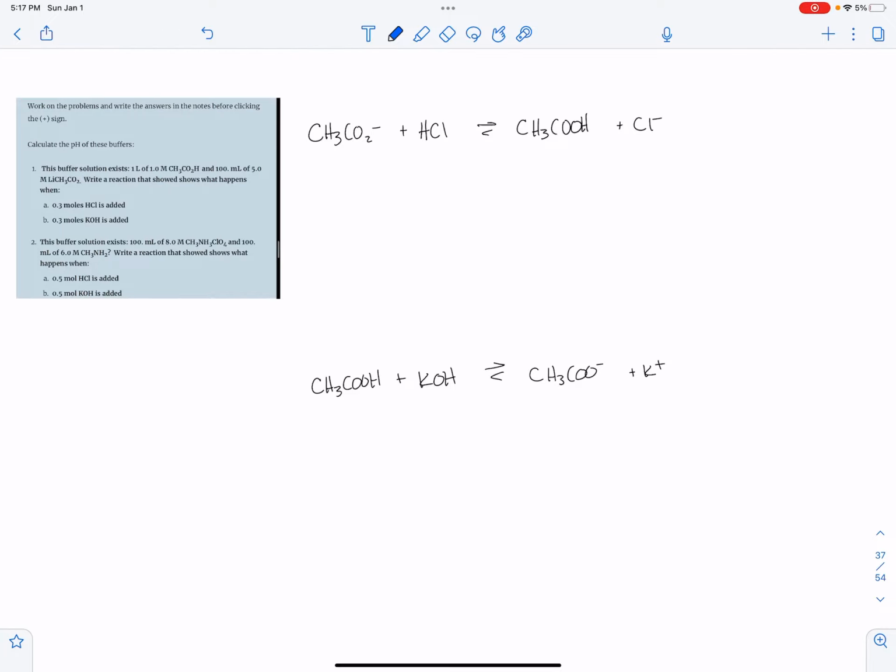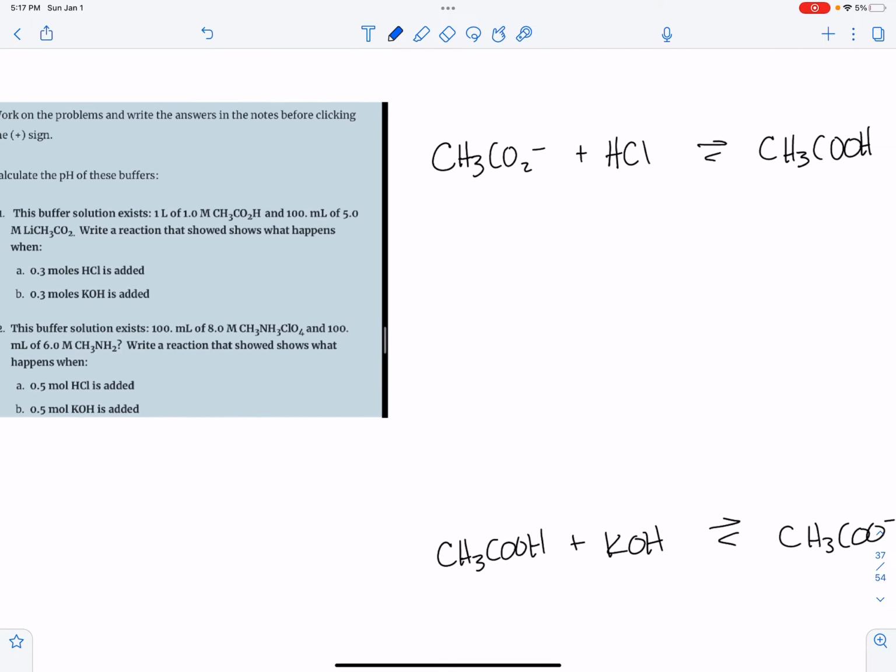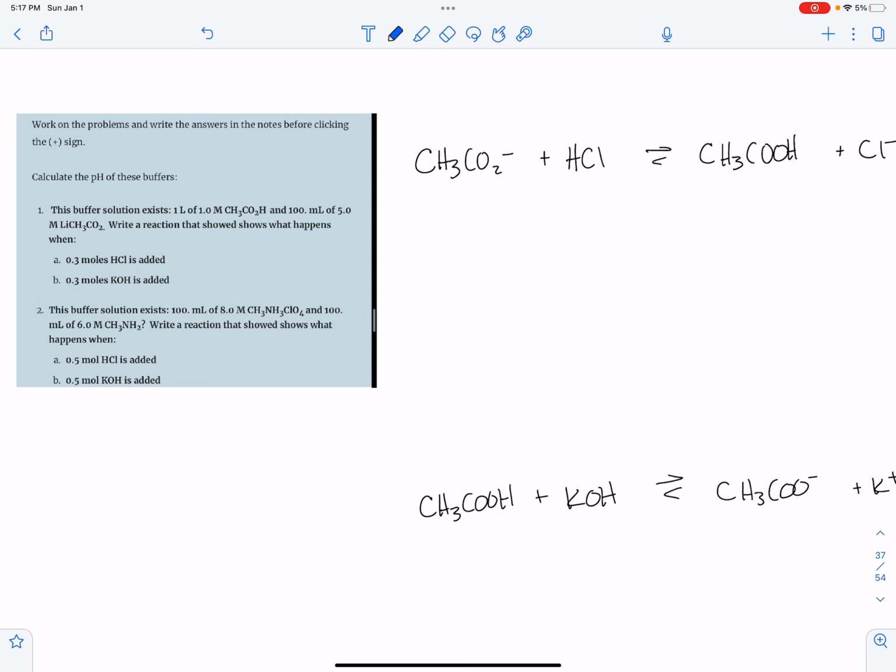Right, so in this one, what I've got is a buffer, and they've already got how it was made. So I know that for the acid part, which is over here on the right-hand side, it's basically 1 liter times 1 mole per liter. So that tells me I've got 1 mole of this. And when I look over on this side, I have 0.5 liters.